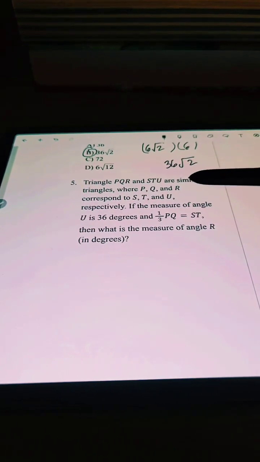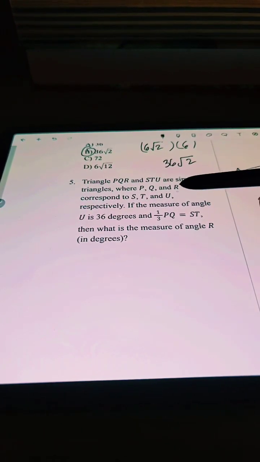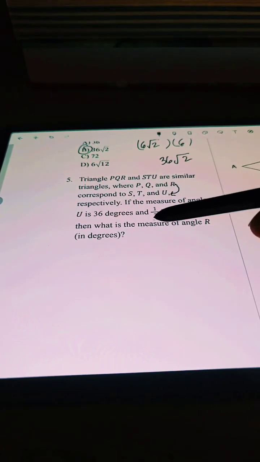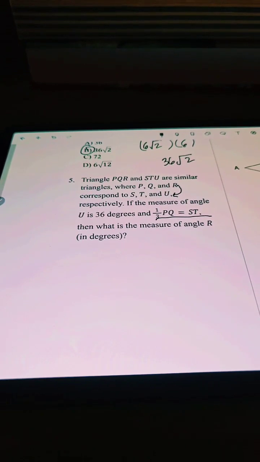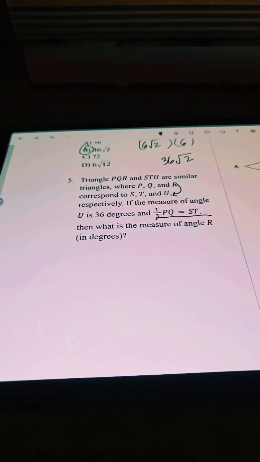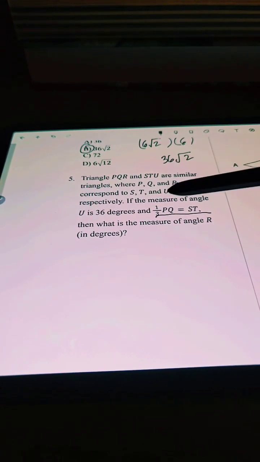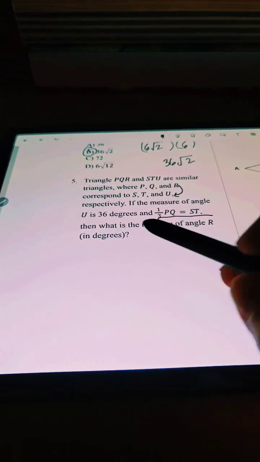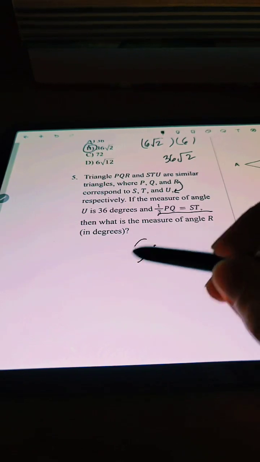So I wrote this problem to be extra annoying. So R matches with U, right? And you're expecting, hey, they gave me this equation, I'm going to have to use that at some point. But I just did that to be annoying. Since R corresponds to U, you know that they're equal in degrees. So since they told you what U is, you know what R is. So it's just 36 degrees.